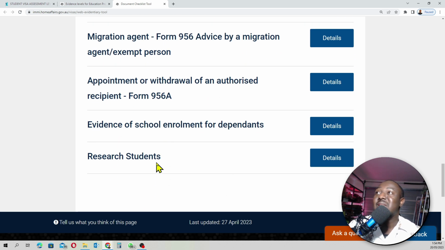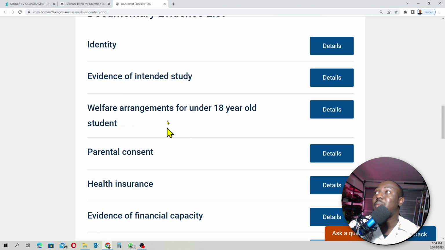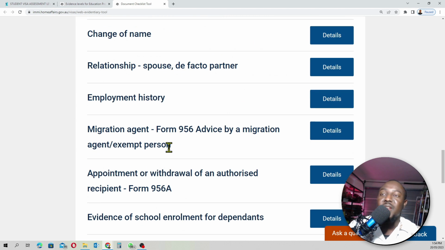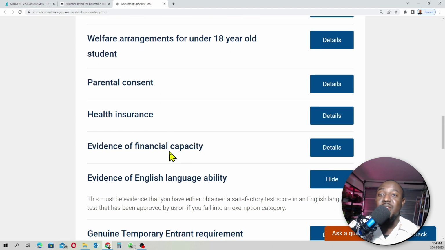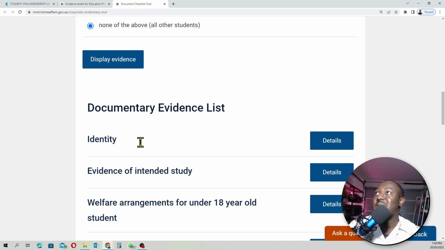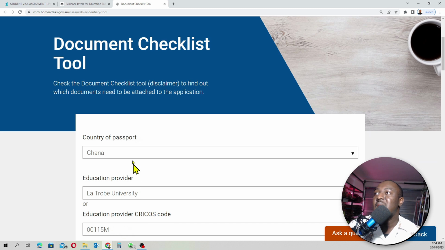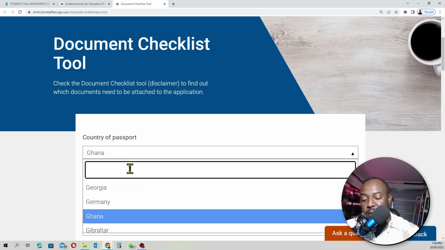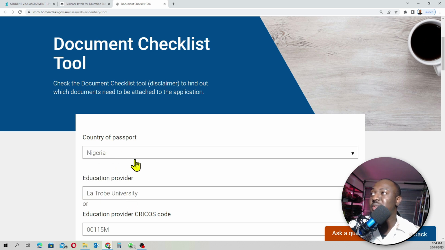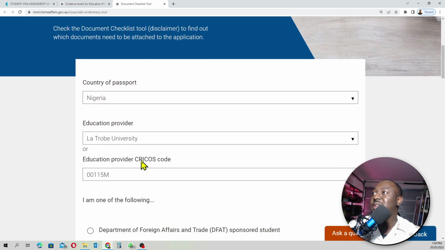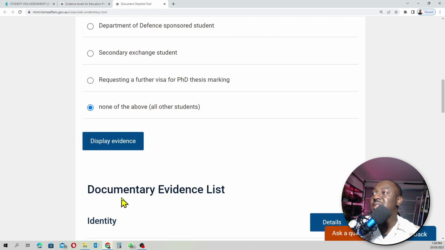Okay, so this basically shows that you have to provide almost all these documents, based on whether you are bringing someone with you or coming alone. All right, so when you see all this documentation, it means you are at a high risk. Okay, so this is basically assessment level 3. Let's go to our neighbors. Let's say Nigeria. Let's say I'm a student from Nigeria and I want to come and study in Australia. So Nigeria, I'm going to select the same La Trobe University. Okay, select the last one.